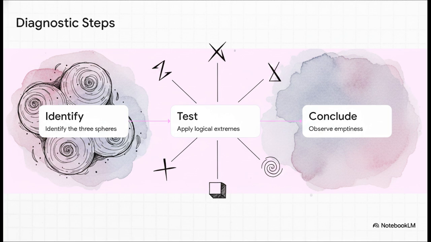First, we identify the cognitive triad. Next, we test it against 4 logical extremes. And finally, we witness the necessary conclusion of emptiness.